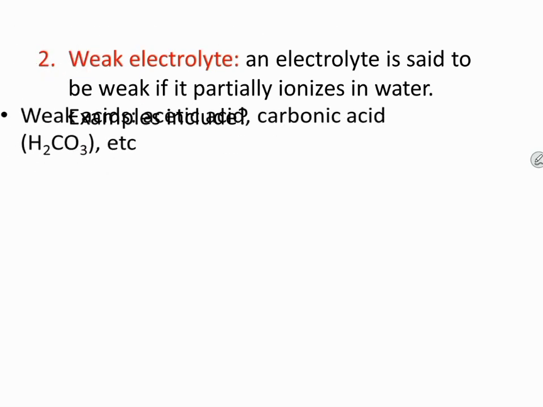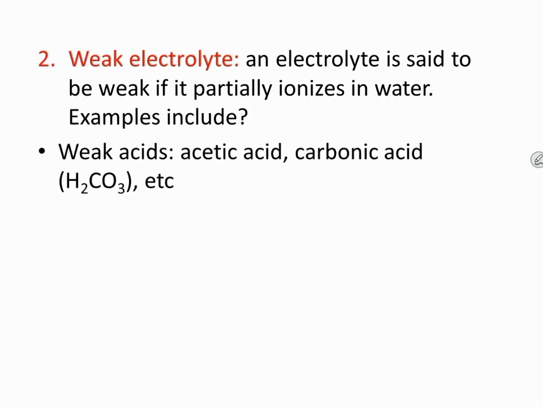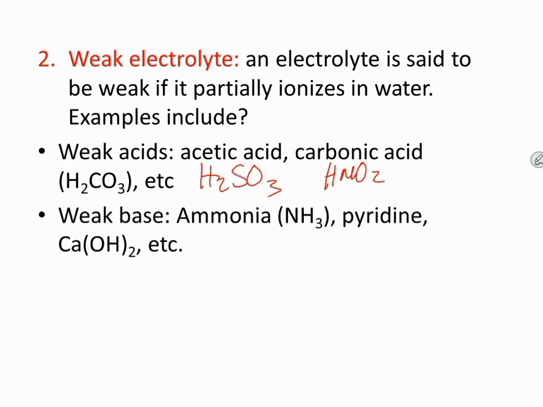Then weak electrolytes, those that are partially dissolved in water. Examples of weak electrolytes are all the weak acids. What are the weak acids we know? Acetic acid, carbonic acid. We even have more. H2SO3 is not H2SO4. H2SO3 is also weak, and then HNO2 is also a weak one. Then of course weak bases are ammonia, calcium hydroxide, even magnesium hydroxide, and so forth, and pyridine as well.